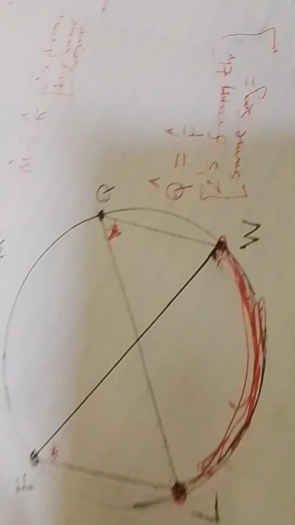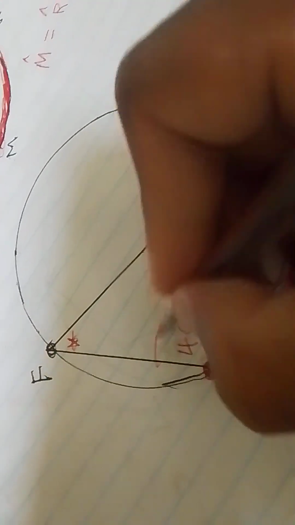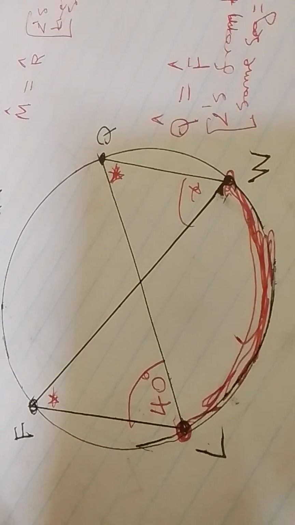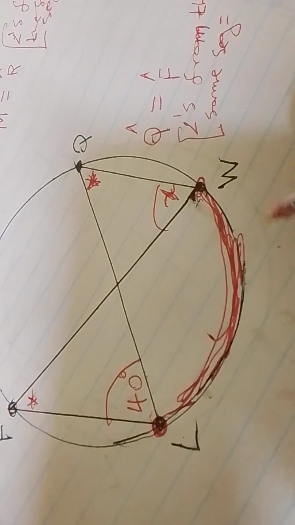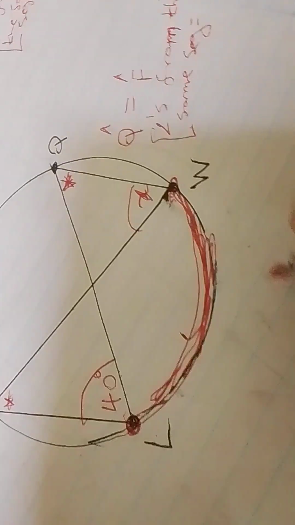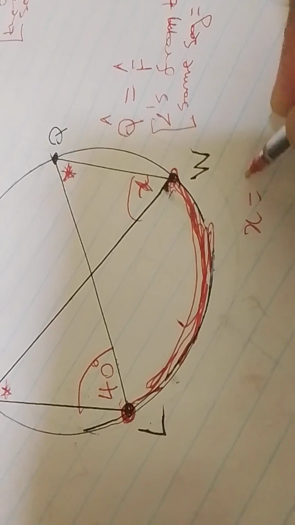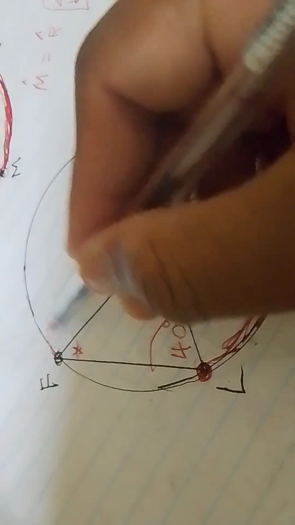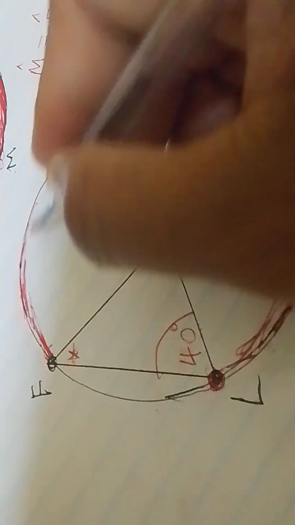Angles from the same segment are equal. So for example, if this one is 40 degrees, and we are saying this one is X, and we say find X. So if they say find angle X, you'll say angle X is equal to 40 degrees, because they are coming from the same arc. But you are not allowed to write that reason, remember that.